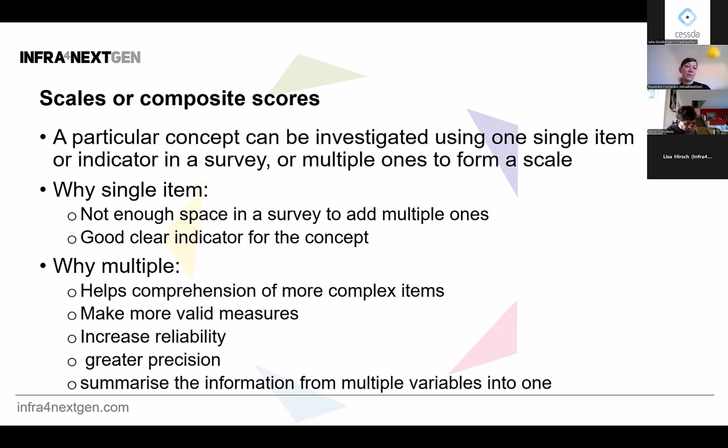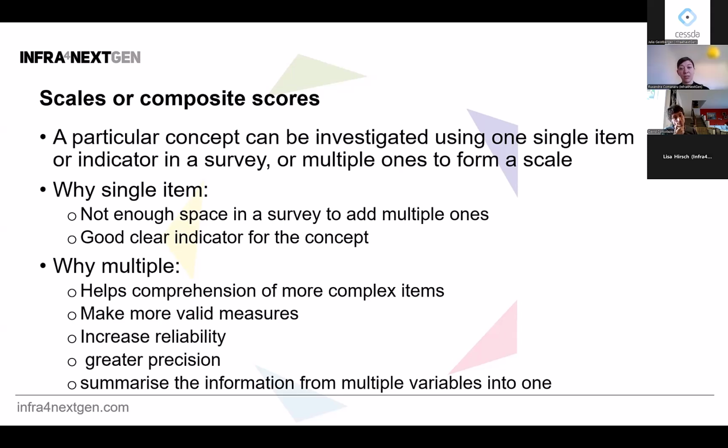But why would we add multiple indicators? Well, this will always help comprehension of more complex items. They will make them more valid measures. So your participants might, for example, vote conservative, although they are socially liberal. So if you're interested in understanding this bigger concept, you might want to add items related both to voting behavior and to their social perspective. Having multiple indicators will potentially increase the reliability of your findings.